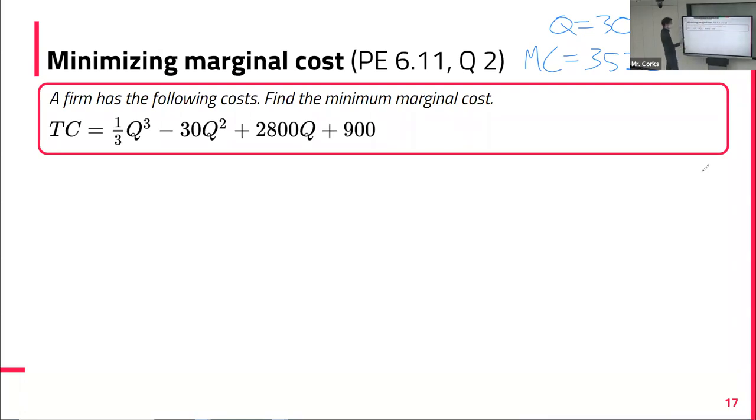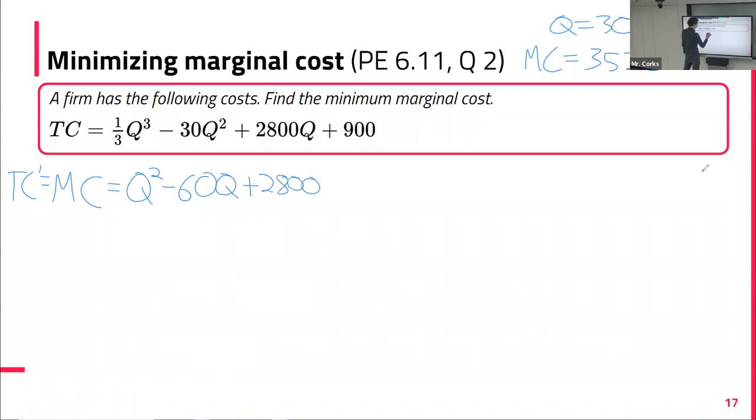Okay, so first thing we will do is what? All right, so marginal cost. We need our first derivative of our total cost here, which is Q squared minus 60Q plus 2,800. All right, and then what?